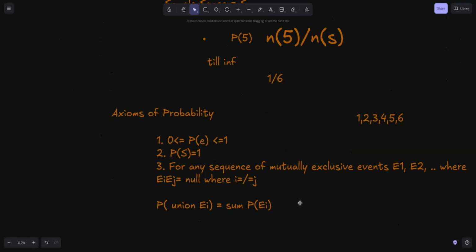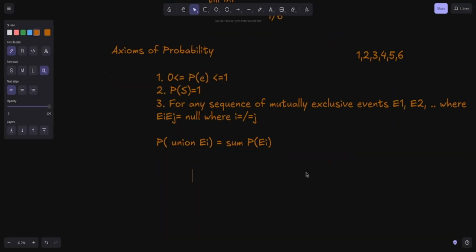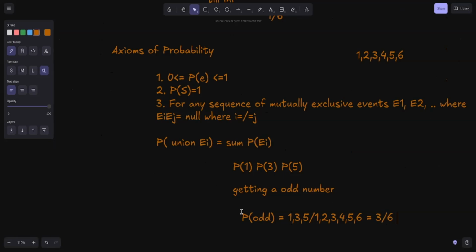So basically if you take the union of all the events, let's say I'm taking a simple example. Probability of 1, probability of 3, probability of 5. Now what is the union of this? That means union of this is nothing but getting an odd number, right? Getting an odd number is the union set now. So the probability of odd is what? My 1, 3, 5 by 1 2 3 4 5 6, that is 3 by 6 is equal to 1 by 2.